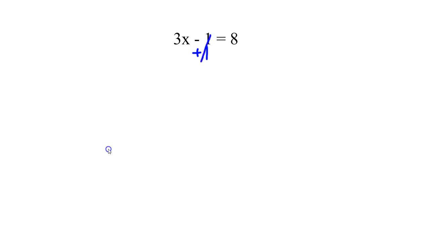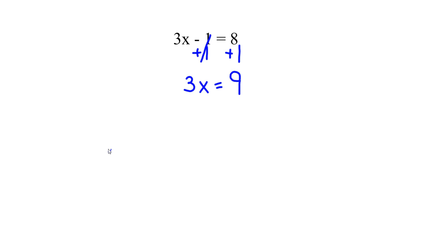So those two are going to cancel out. Whatever I do on the left hand side, I've got to do on the right hand side. So I've added 1 to both sides of that equation. I still have the same problem. I'll bring down my 3x since I didn't change that. 8 plus 1 is 9. So now I've got the equation 3x equals 9.